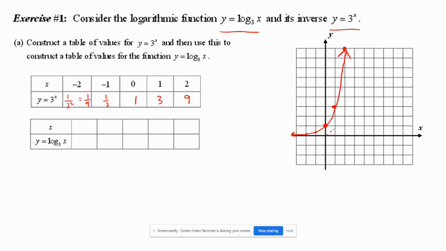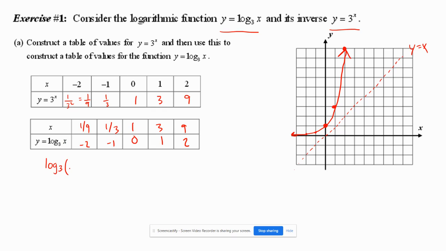Okay, and then the inverse is going to be a reflection over the line y equals x. So we could just change the x's and the y's. So 1, 0, 3, 1, 9, 2, 1/3, negative 1, 1/9, negative 2, without even plugging in these values, because plugging in these values is really hard.